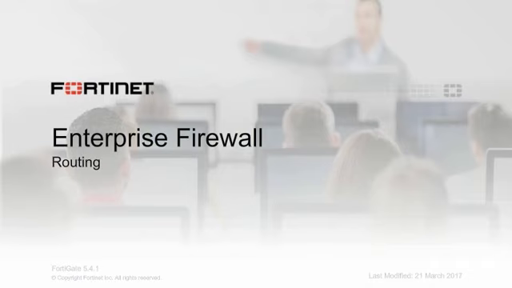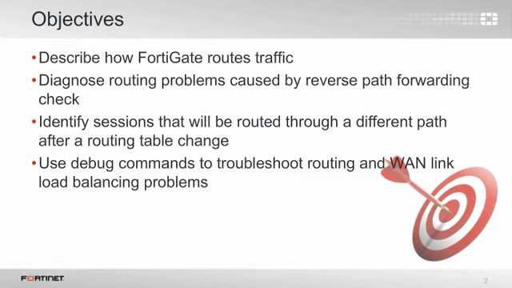In this lesson, you will learn about advanced routing concepts that are relevant to enterprise networks. After completing this lesson, you will have the practical skills and knowledge required to describe how FortiGate routes traffic, diagnose routing problems caused by reverse path forwarding check, identify sessions that will be routed through a different path after a routing table change, and use debug commands to troubleshoot routing and WAN link load balancing problems.